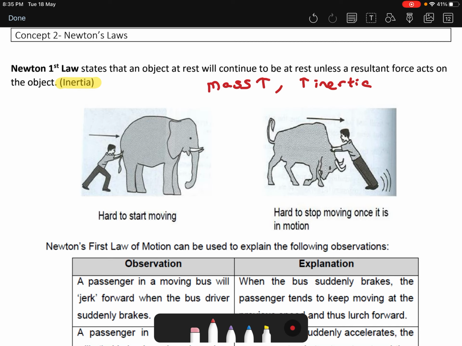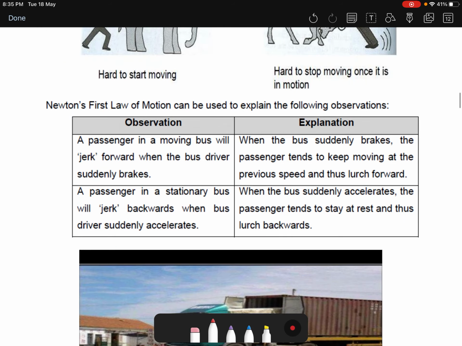For example, a double-decker bus will find it more difficult to start moving when it's at rest, and after it starts moving, when it sees the traffic light, it finds it more difficult to stop because of its high inertia. So that's Newton's first law.